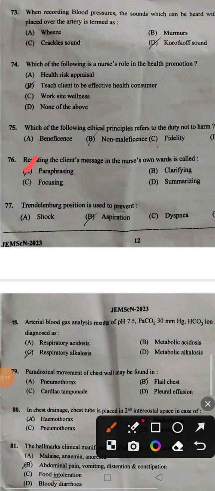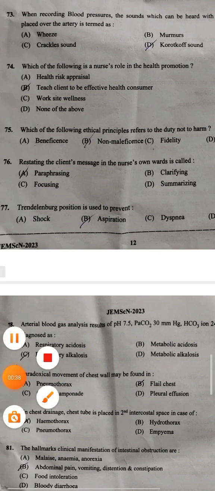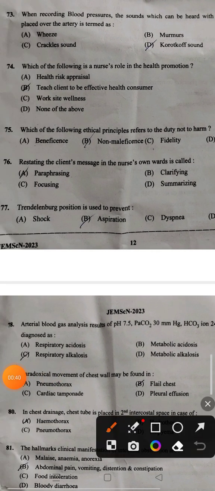Question number 77. Trendelenburg position is used to prevent: option A shock, option B aspiration, option C dyspnea, and option D backache. We know the Trendelenburg position is maintained in case of acute hypotension or in case of shock. So the correct answer is option A, shock.